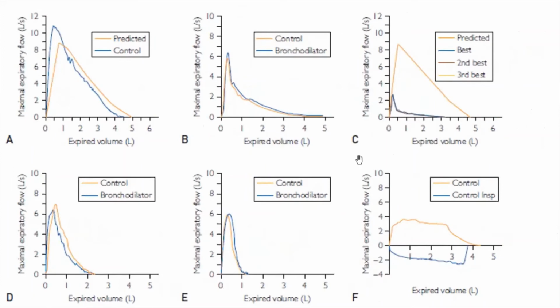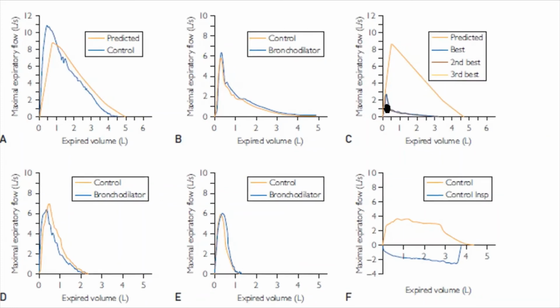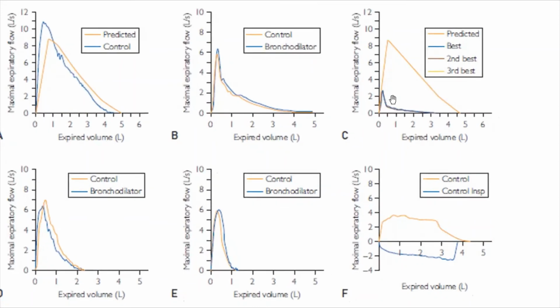Now curve C. Look at it. It's also an obstruction, and it's a severe obstruction. I told you that. Look, this is the scooped end. And it is so scooped compared to the linear flow, which is the normal, compare it with the predicted, which is in orange. So this is a severe obstruction.